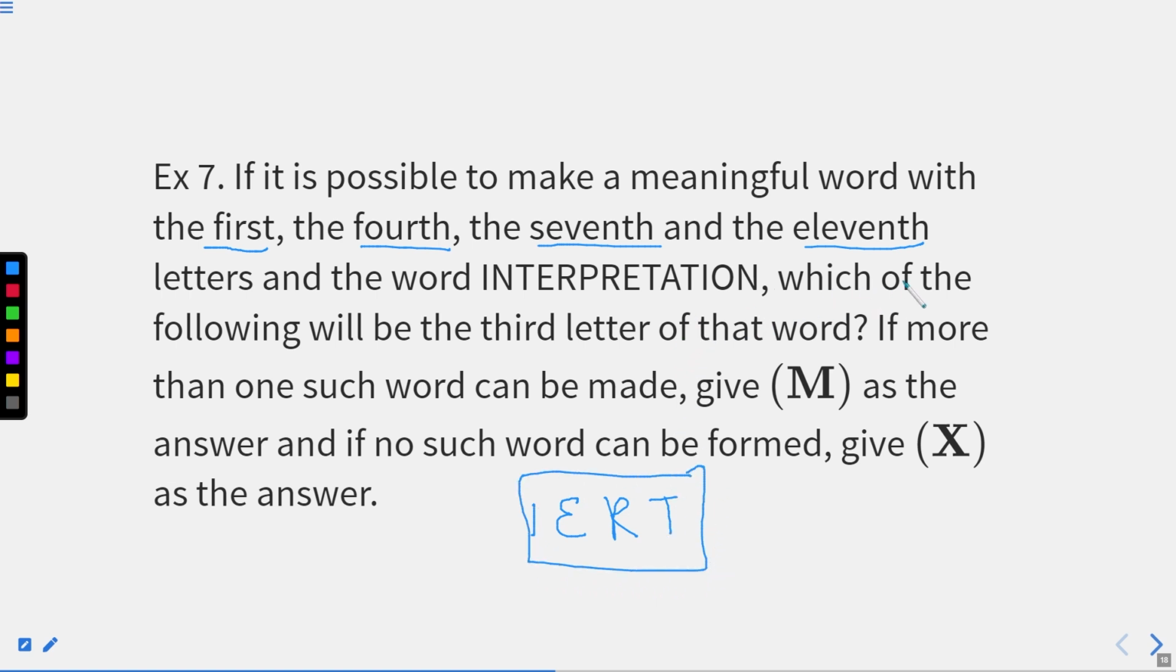Read the question ahead. Which of the following will be the 3rd letter of the word if more than one such word can be made? Give M as the answer, and if no such word can be formed, then give X as the answer. I hope you understand. From the first line of the question, we are able to figure out the 4 letters, right? Now you are supposed to arrange them in a proper order so that it will form a meaningful word. If it is forming more than one meaningful word, then you have to answer M. If it is not forming any meaningful word, then you have to mark X, right?